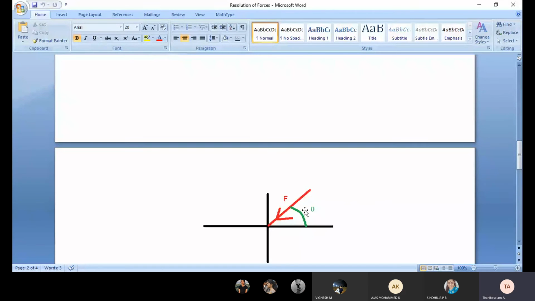So Induja, can you tell me the x direction value and vertical direction value for this diagram? What is the Fx value? Tell me the equations. The angle is on the x axis. Sir, Fx is F cos theta. Then Fy? The angle is in the downward direction, so Fy is minus F sin theta.